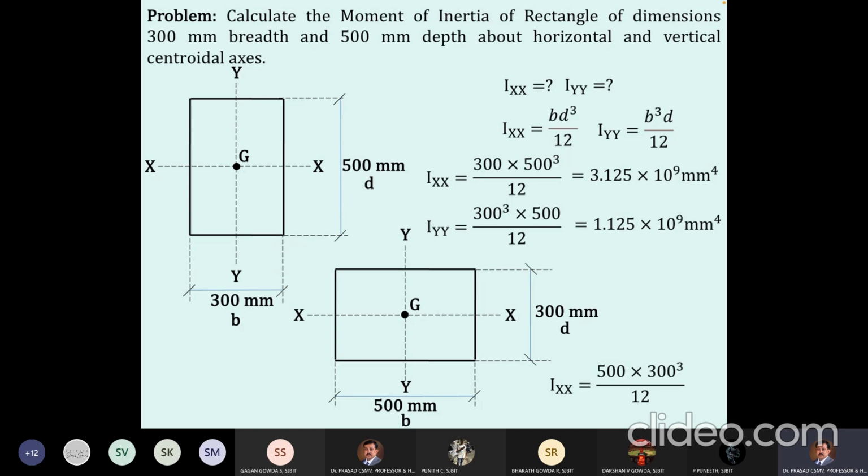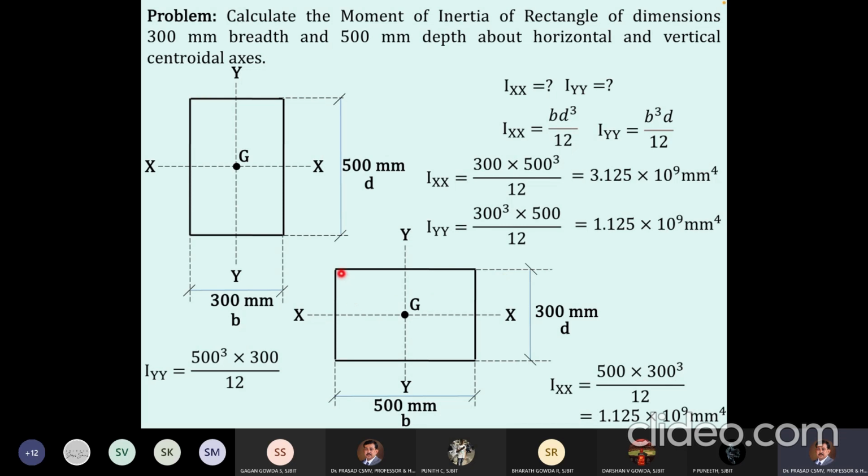Ixx is BD cubed by 12, and Iyy will be B cubed D by 12, with 500 cubed. So if you see here, the earlier orientation was kept with more depth, and that is why Ixx was more. In this case the depth is less, so I am getting a lesser value. So moment of inertia will change according to the orientation also.